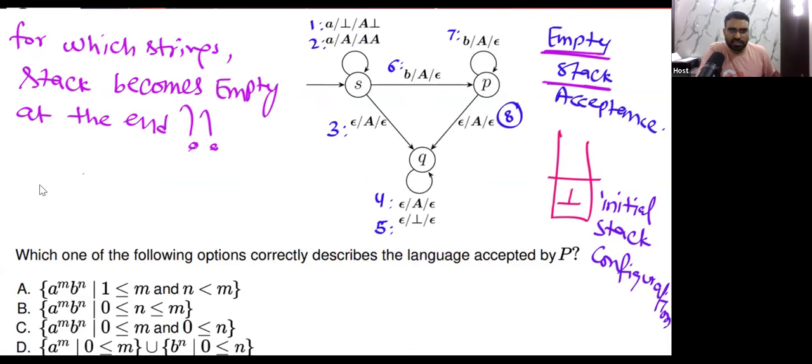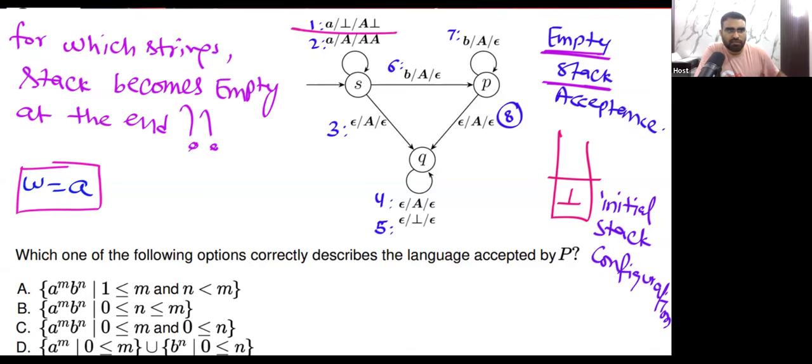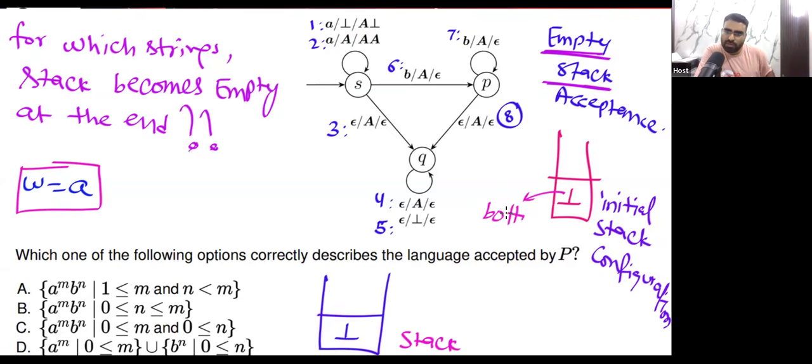Now let's see whether this string w equal to a will be accepted or not. So tell me, what about w equal to a? For this string, what can I do? First, I can take transition 1, because you know that in the initial situation this bottom symbol is at the bottom of the stack. Now when I read this symbol on the input string, I have the bottom symbol on top of the stack. Now what I can do is push A. Yes or no? For every A, I will push A.